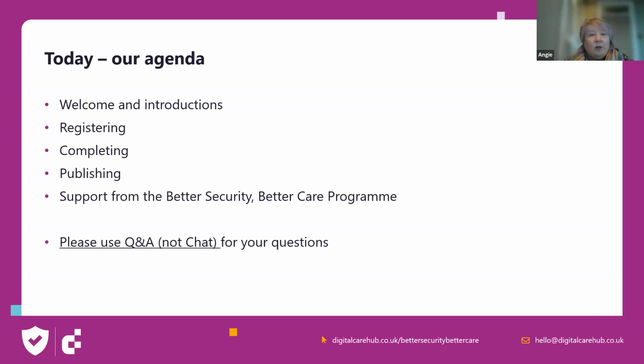So today's agenda, welcome. My name's Angie McNally and I work for Oxfordshire Association of Care Providers, and I'm one of the 28 local support offices that will support adult social care providers in completing their DSPT. We're going to be looking at registering your DSPT, how to complete it, how to publish it, and the support that's out there for the Better Security, Better Care programme.